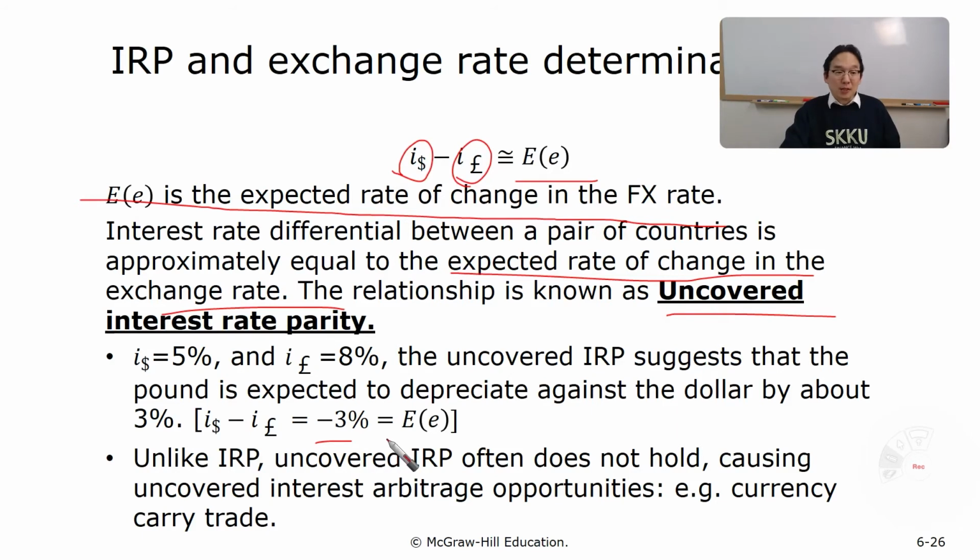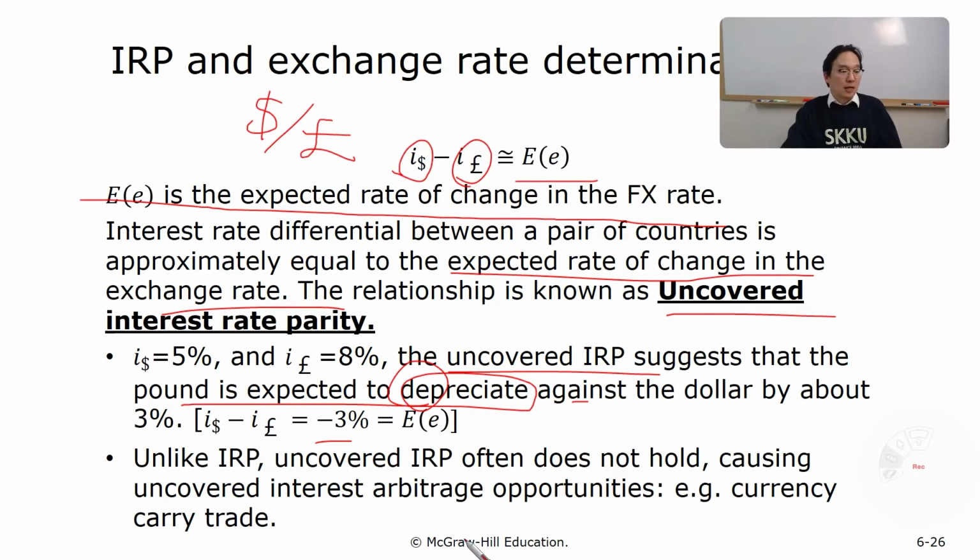What does this tell us? Well, the exchange rate will go down by 3 percentage points in uncovered fashion. Uncovered IRP suggests that the pound is expected to depreciate against the dollar by about 3%. Remember, our spot rate and forward rate were all about dollar per pound, the pound price in terms of dollars. So it will go down. The pound value will go down by 3% in an uncovered IRP interpretation.